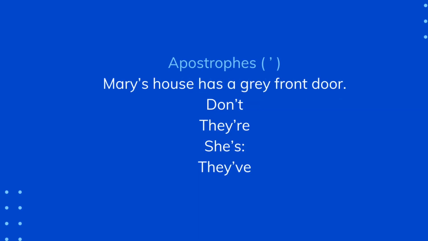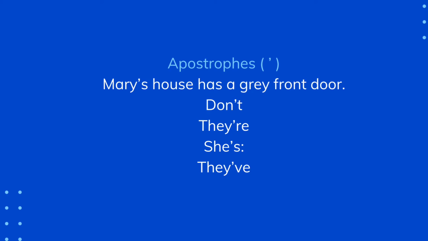Apostrophes are only used to indicate possession, where something belongs to someone, or for omission, where a letter or letters have been omitted from a word or words to form a contraction. For example, Mary's house has a grey front door. In this sentence, we are talking about the house belonging to Mary, therefore we use an apostrophe.